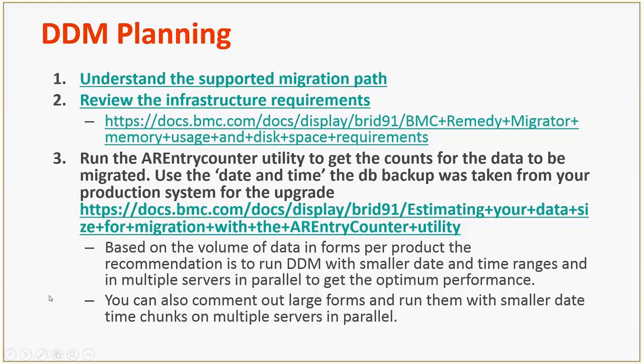Okay, planning. There are various links here. I'm not going to go into too much detail on these, but the links will give you all the information you need. For example, the first one is the supported migration path, so what versions we support and what products. Then there are your infrastructure requirements, like you need a separate migrator box for sure, and make sure nothing else is running on the box. Step 3 is, of course, the first step once you are ready: running the counts to know your volume of data, and how you can plan for it.